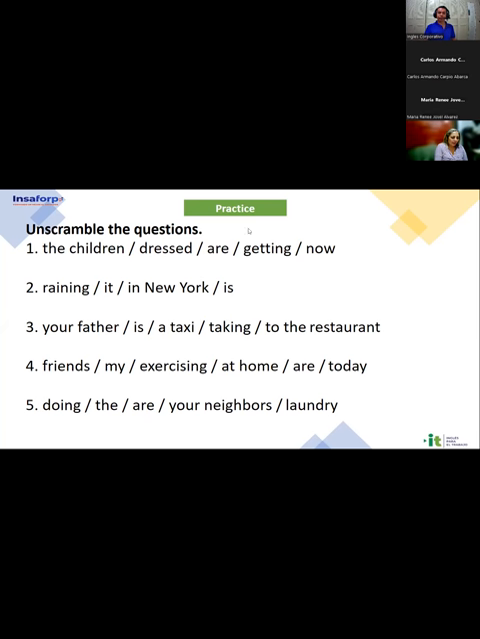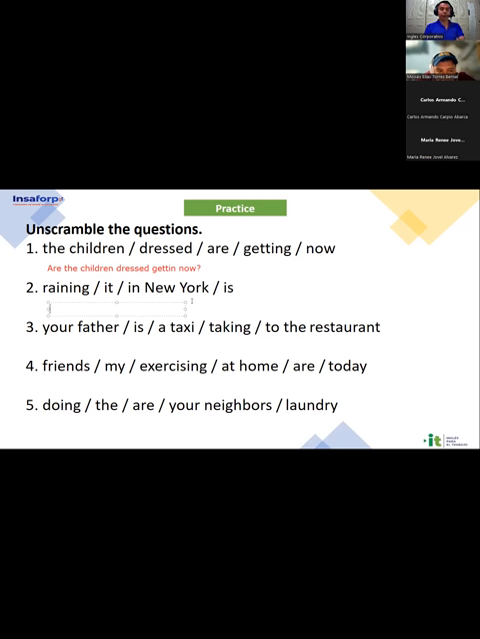Are the children dressed getting out? Question. You make a question? Okay. Are the children dressed? Are the children dressed? Getting now. And it's a question, right? Yes. Good.